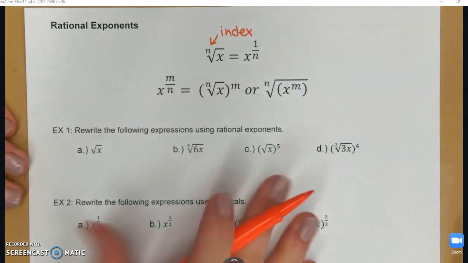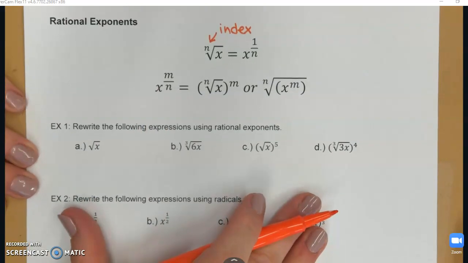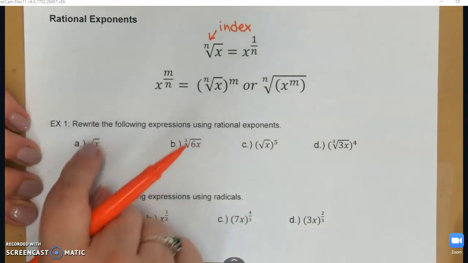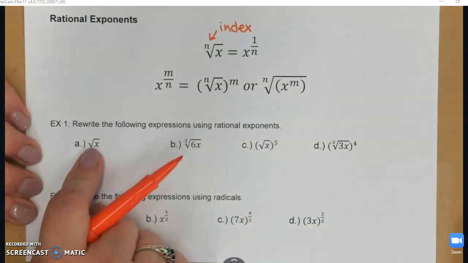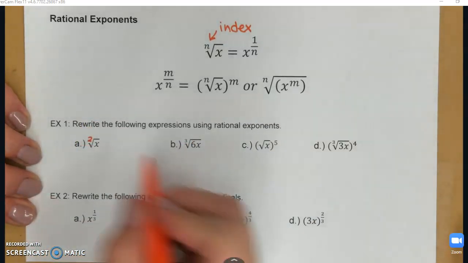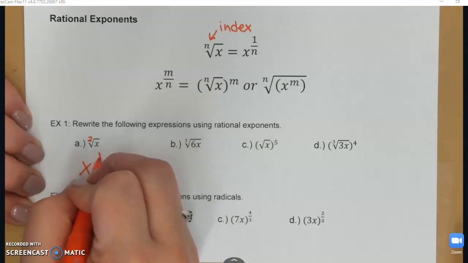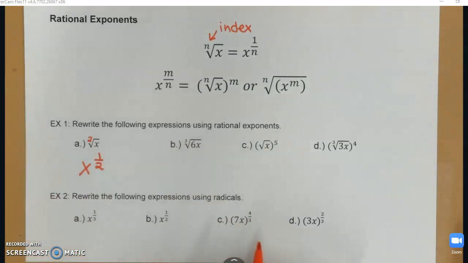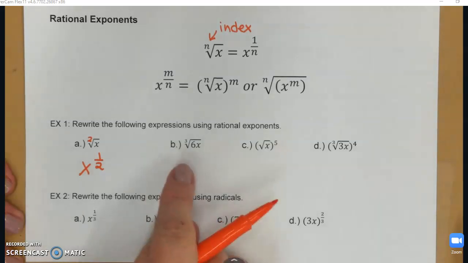Starting with example 1, we are going to rewrite these radicals as rational exponents. So here I have the square root of x. And when it's not written, we're assuming that our index is 2. So this is going to be x to the 1/2 power. They mean the same thing. If you ever see x to the 1/2, you can rewrite that as the square root of x or vice versa.